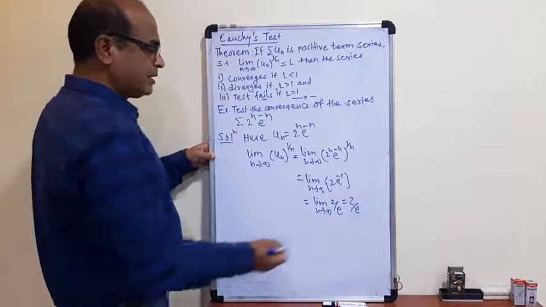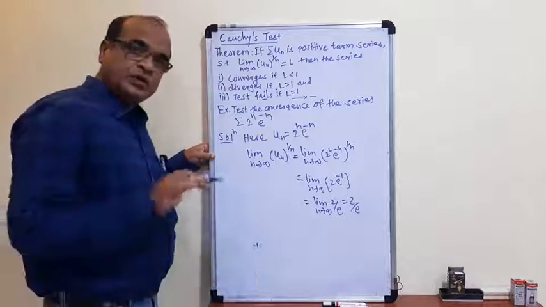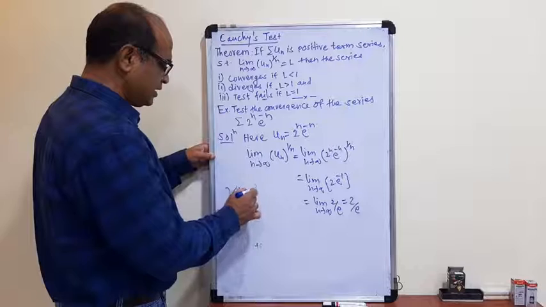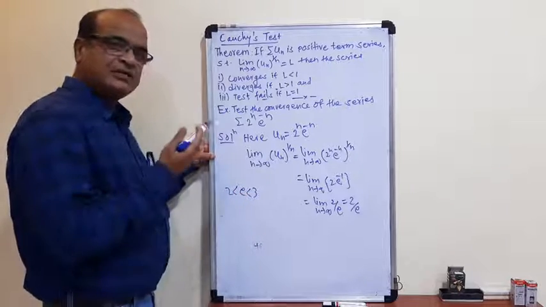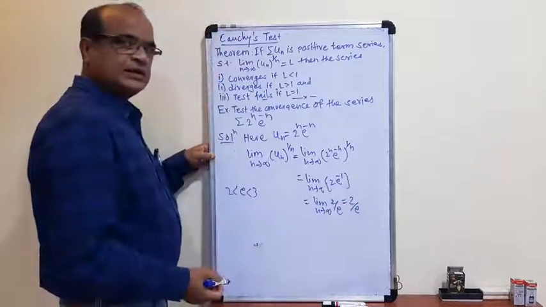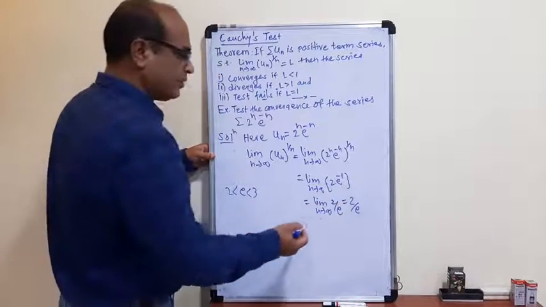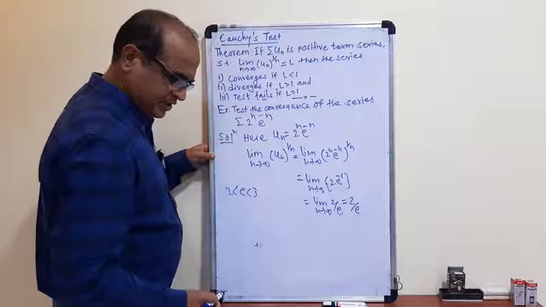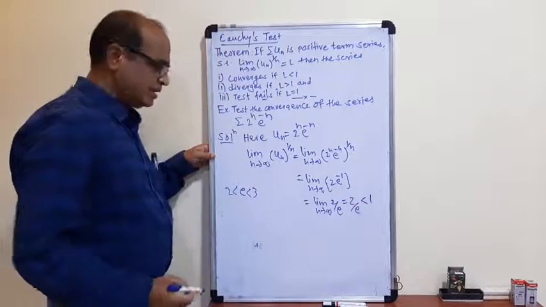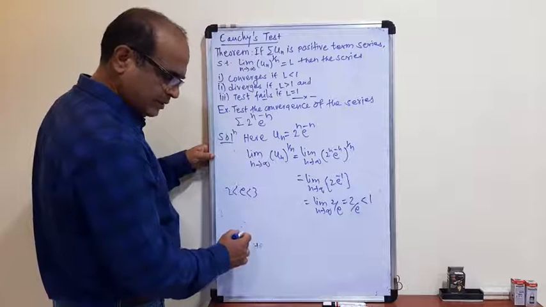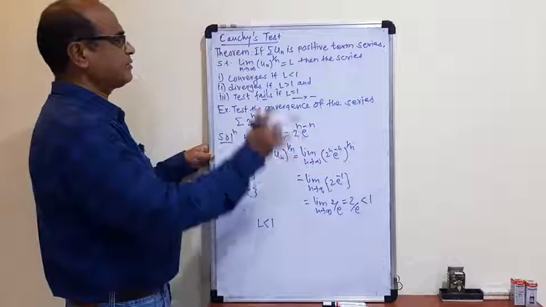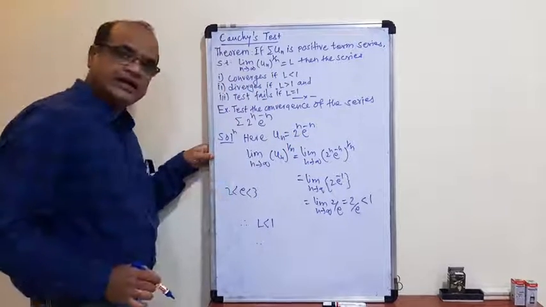So what happened? e lies between 2 and 3. So e is greater than 2 and less than 3. So the denominator is greater than 2. Therefore, this is less than 1 clearly. So L is less than 1. So the first condition is satisfied here.